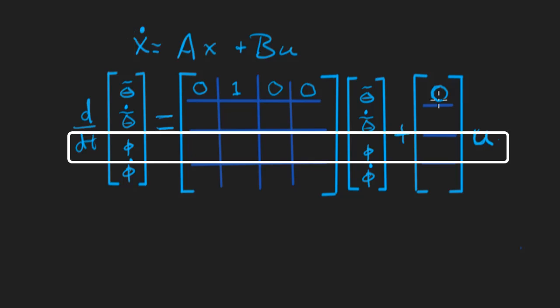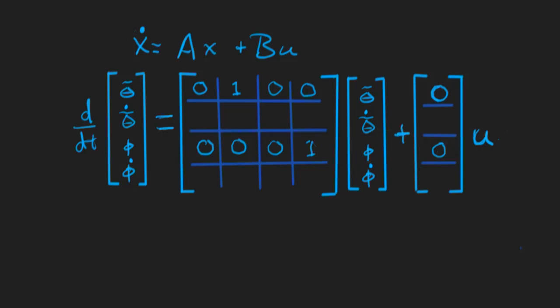That is, phi dot, the time derivative of phi, is going to equal 0 times theta tilde plus 0 times theta tilde dot plus 0 times phi plus phi dot, right? So phi dot is equal to phi dot, and no u's coming into there. So there's that. And then what do we have for the rest of these equations? Now we're going to start looking up what we derived previously.